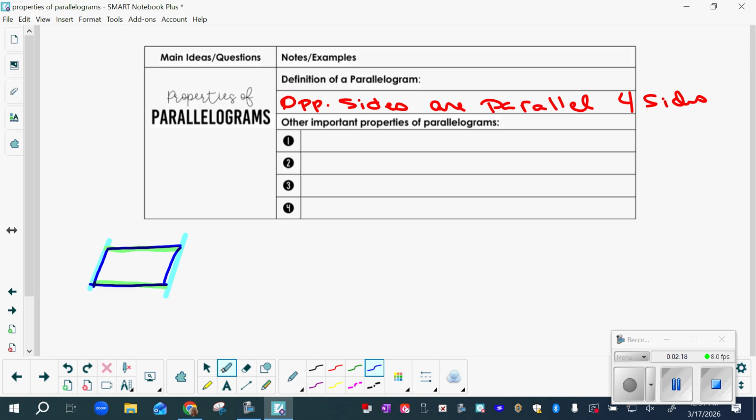And let me show you one that's not a parallelogram. So check this one out. Do you see why it's not? Because this side will eventually ram into this side. Do you see what I'm saying? So this one, not a parallelogram. This one, yes, a parallelogram.